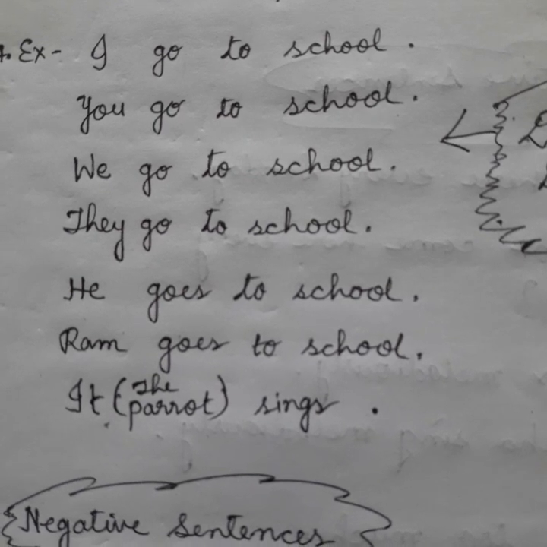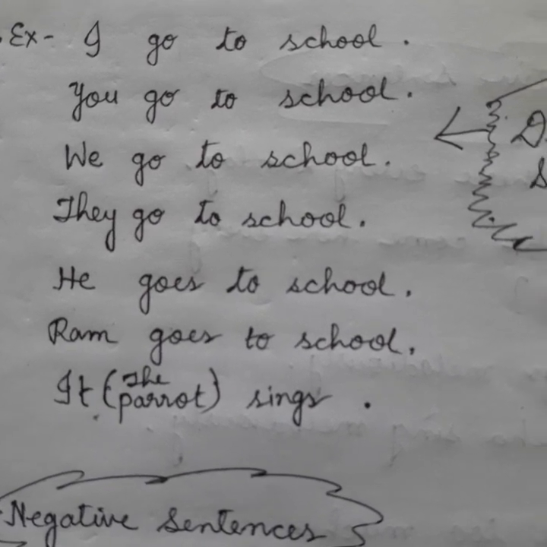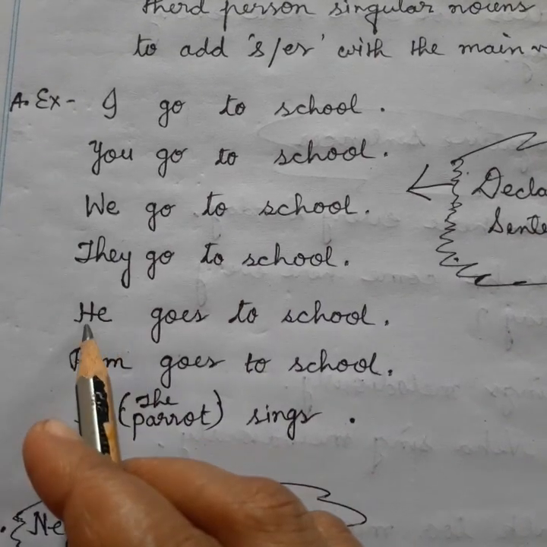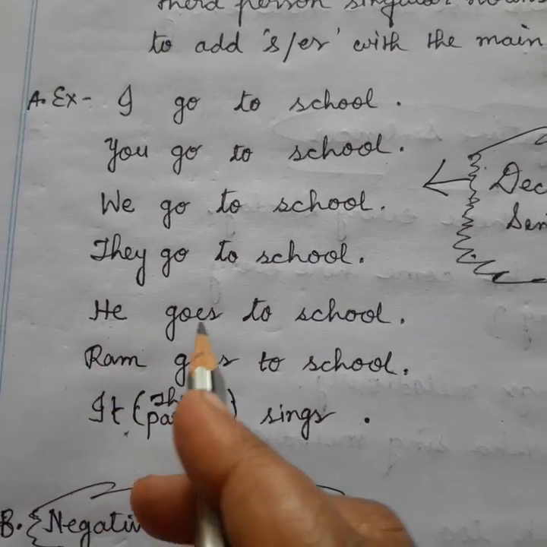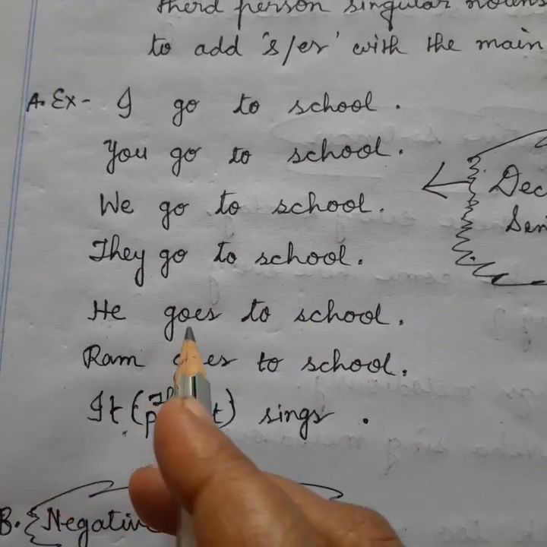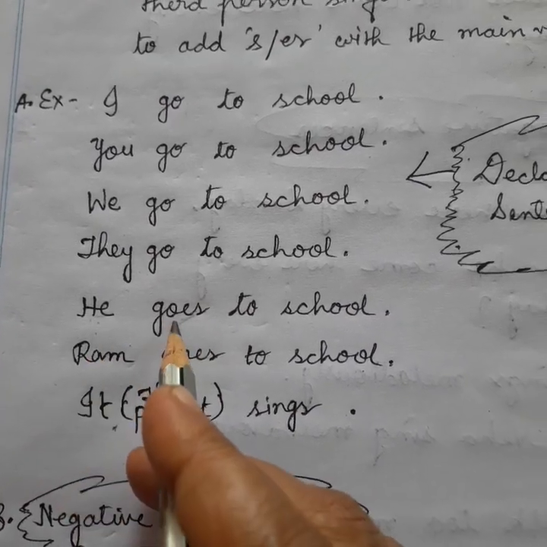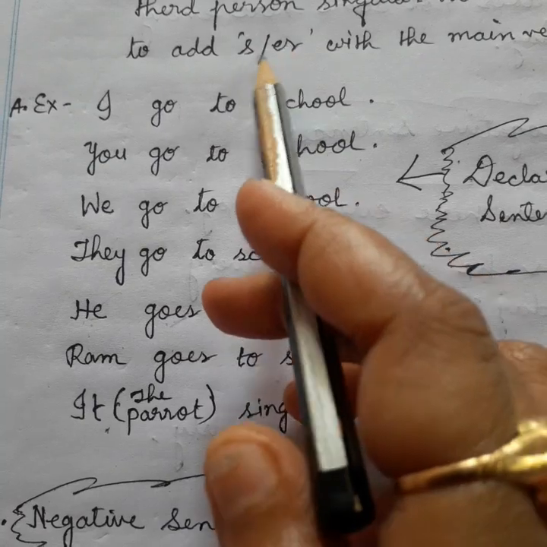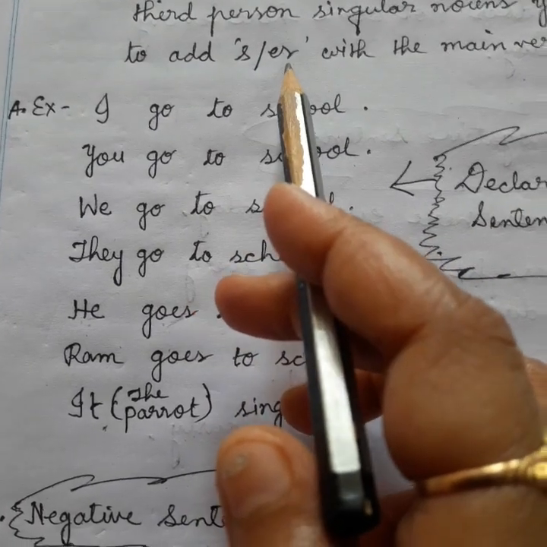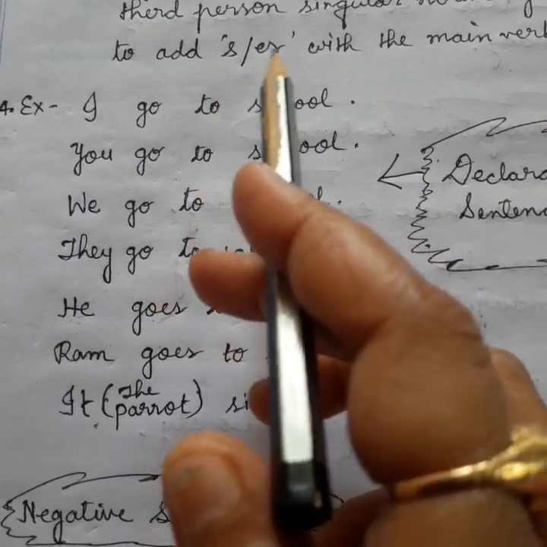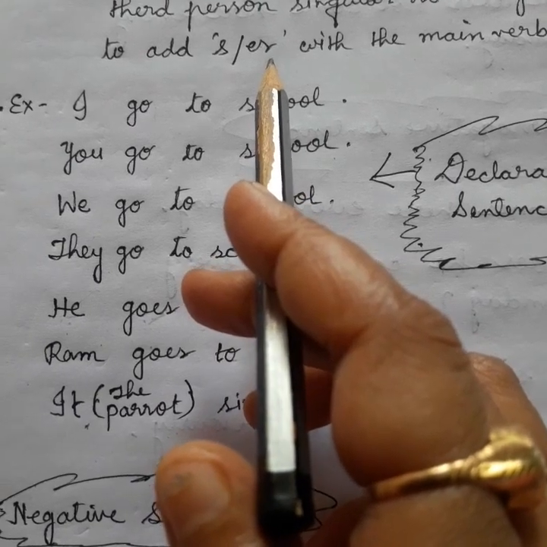Now next is he goes to school. He means talking about one person, goes to school. Okay, for he I have used es with the main verb. So with the third person you have to use s or es. I have already told you, but where you have to use s or where you have to use es, that you should know. I am telling you.